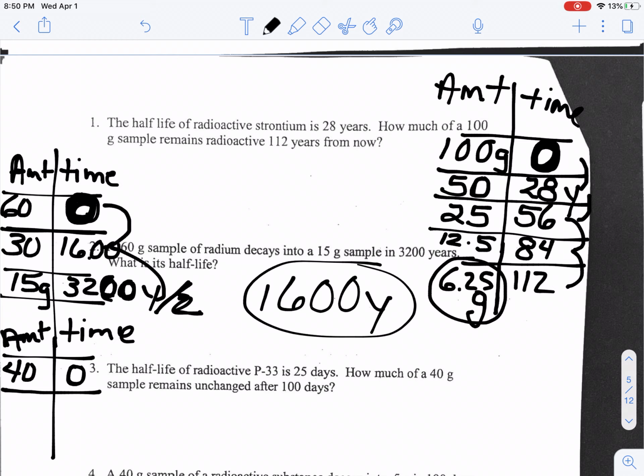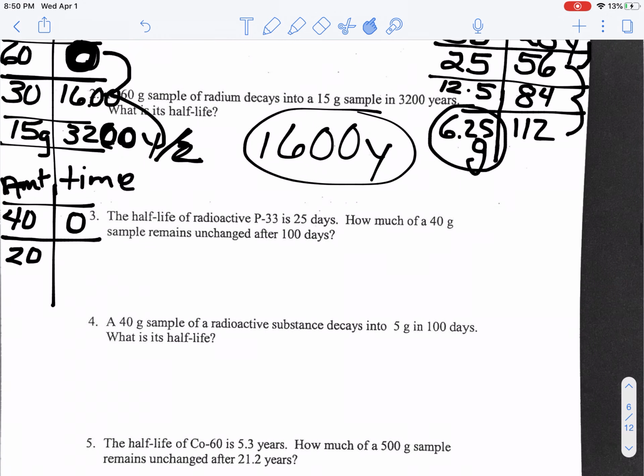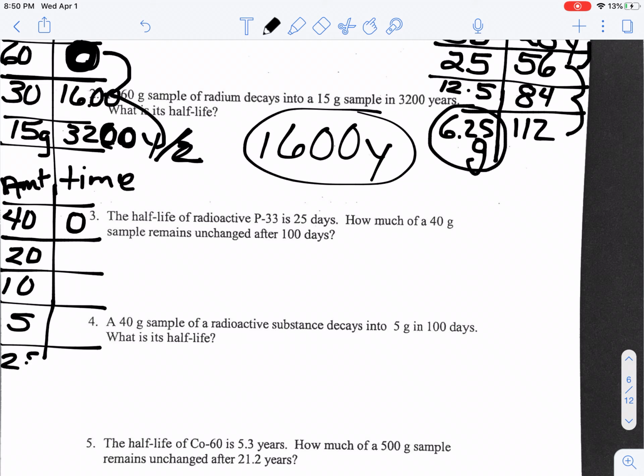Chop my 40 in half is 20. I'm just going to move this up here just a little bit. Okay. 20 and a half then is 10. 10 and a half is 5. 5 and a half is 2 and a half. I don't know how long we'll have to keep going.